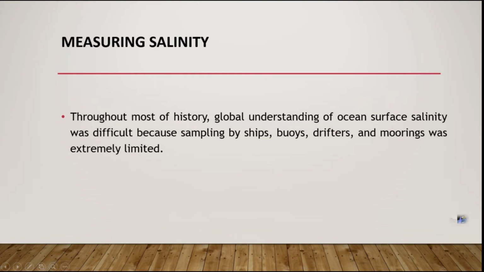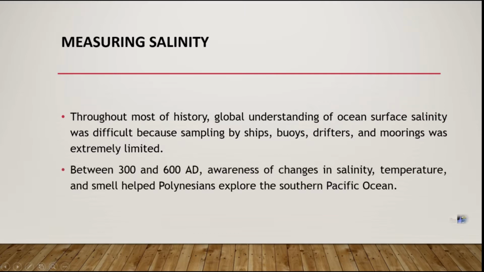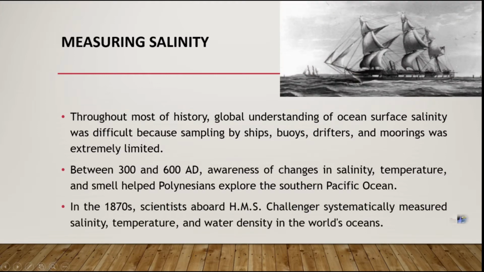Throughout most of history, global understanding of ocean surface salinity was difficult because sampling by ships, buoys, drifters, and moorings was extremely limited. Between 300 and 600 AD, awareness of changes in salinity, temperature, and smell helped Polynesians explore the southern Pacific Ocean. In the 1870s, scientists aboard HMS Challenger systematically measured salinity, temperature, and water density in the world's oceans. Over the years, techniques for measuring such ocean water properties have changed drastically in method and accuracy.